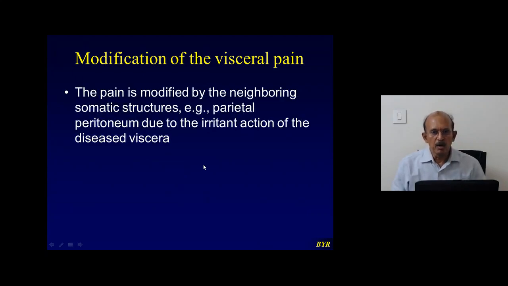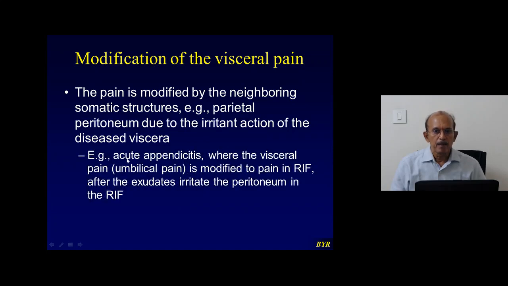Pain is also modified by the neighboring somatic structures, for example the parietal peritoneum, due to the irritant action of the diseased viscera. That means in acute appendicitis, the visceral pain is modified to pain in the right iliac fossa after the exudates irritate the peritoneum in the right iliac fossa.